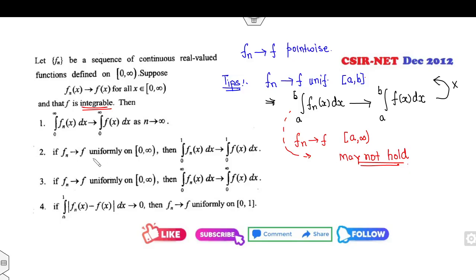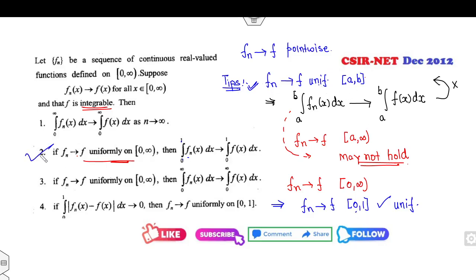Now, firstly we will see this case. Fn converges on 0 to infinity. Fine. This implies I need 0 to 1, because 0 to 1 is a subset of this. I can say Fn converges to f on the subset of this also, that means uniformly. Now based on this simple tip, if Fn converges to f on the closed interval, then this part will be satisfied.